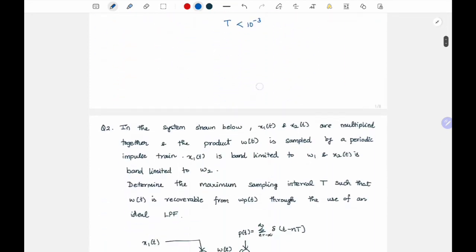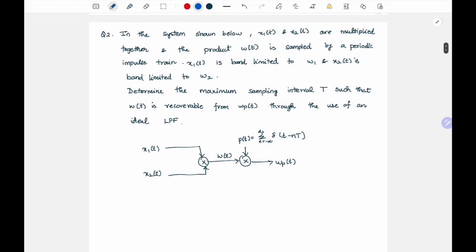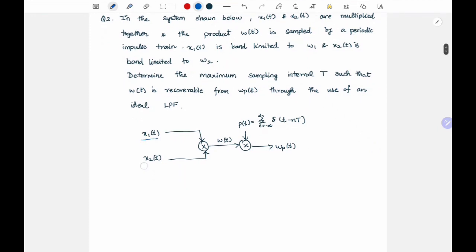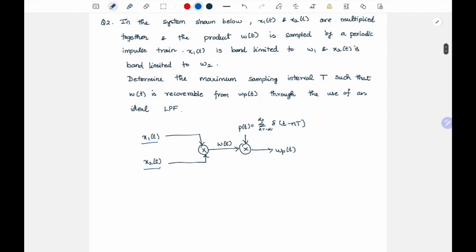So let us move on to the second question. In the system shown below, x1 of t and x2 of t are multiplied together and the product w of t is sampled by a periodic impulse train. So here we can see x1 of t and x2 of t are multiplied and that gives us w of t, and that is sampled with the p of t, which is the impulse train, to give me wp of t. x1 of t is band limited to omega 1 and x2 of t is band limited to omega 2.